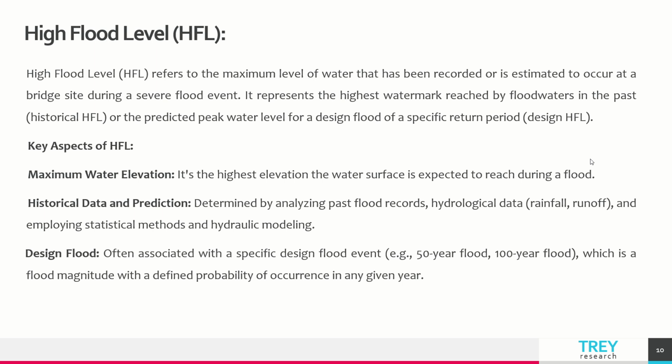Key aspects of high flood level are, first, maximum water elevation. It's the highest elevation the water surface is expected to reach during a flood. Then historical data and prediction, determined by analyzing past flood records, hydrological records, that is rainfall and runoff, and employing statistical methods and hydraulic modeling. Coming to the design flood, it is often associated with a specific design flood event, for example a 50-year flood or 100-year flood, which is a flood magnitude with a defined probability of occurrence in any given area.